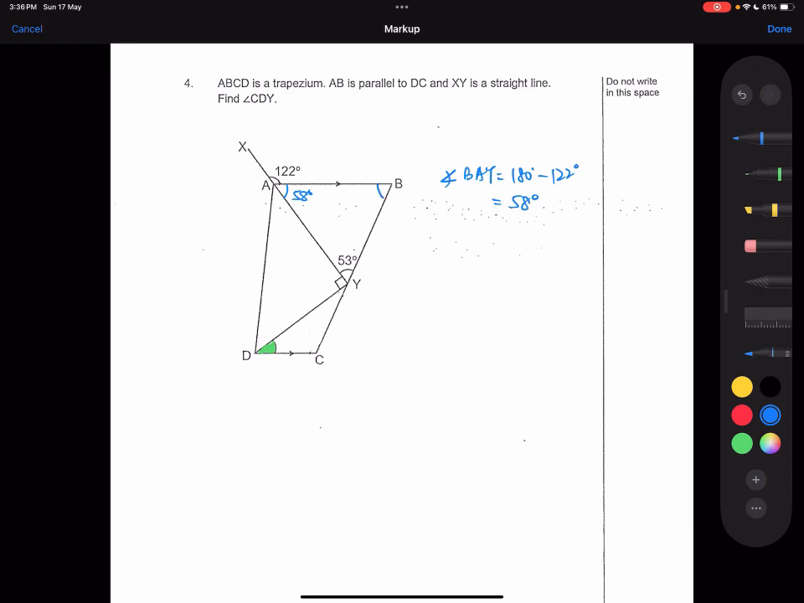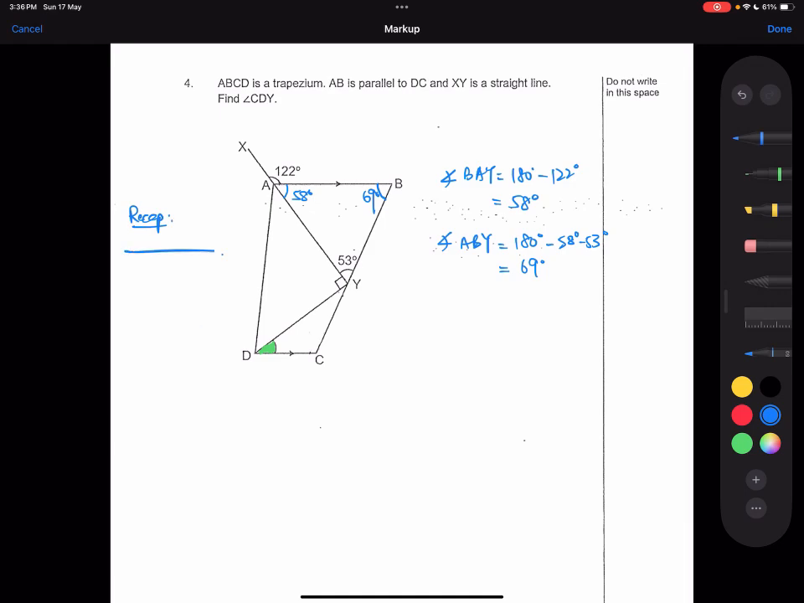Now can we find this angle? Yep. So angle ABY equals 180, which is the sum of all angles in a triangle, minus away 58, minus away 53. That will give us 69 degrees. This is 69 degrees. Now let me do a very quick recap.